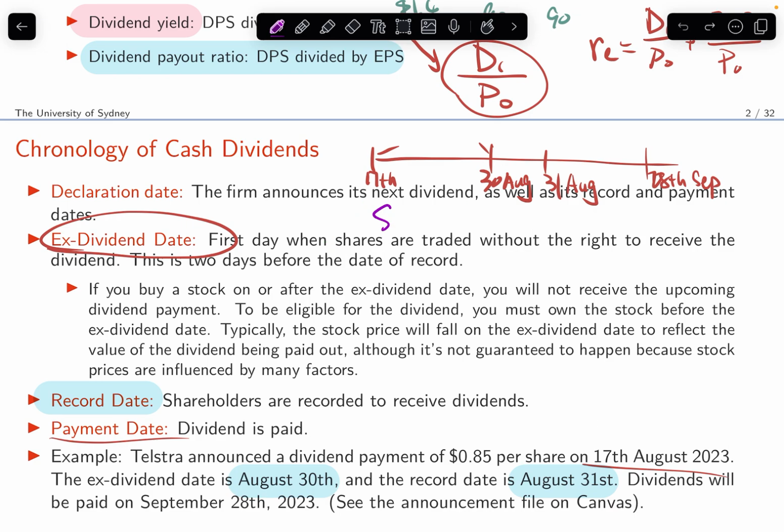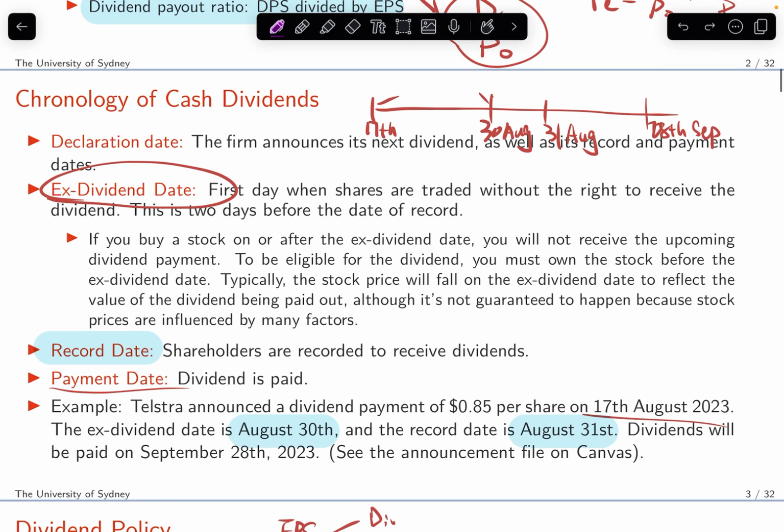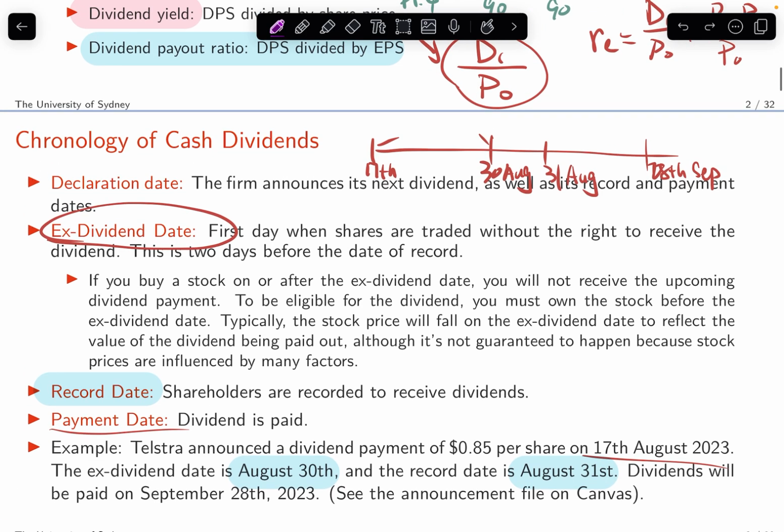So this is the declaration day where the firm announces the next dividend, as well as the record and payment date. The ex-dividend date is the first day where shares are traded without the right to receive the dividends. So if you own shares only after the ex-dividend date, then you have no right to receive the dividends. If you own shares before the ex-dividend date, you have the right to receive the declared dividend.